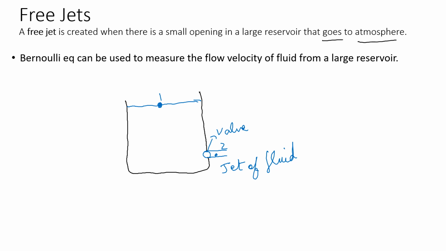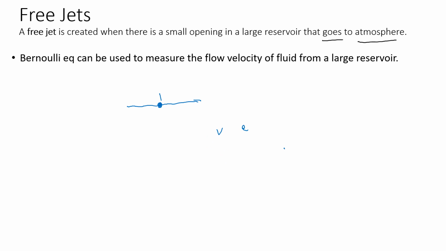By taking 2 points, one here and the other here, and applying the Bernoulli equation on those 2 points, we can compute the formula for this jet, which will come out to be the square root of 2gh. So how does this come out to be the square root of 2gh? Let's see this. Apply the Bernoulli equation properly.